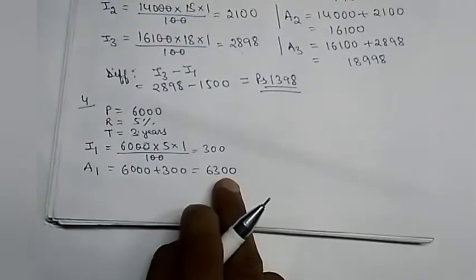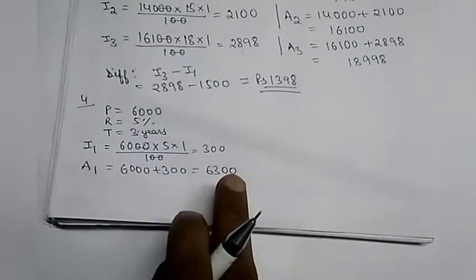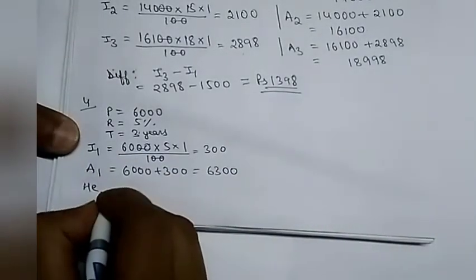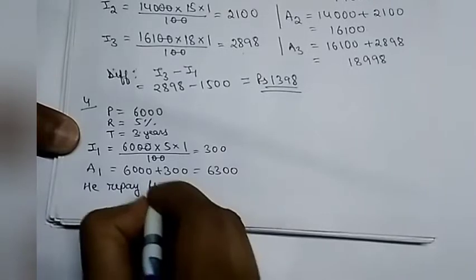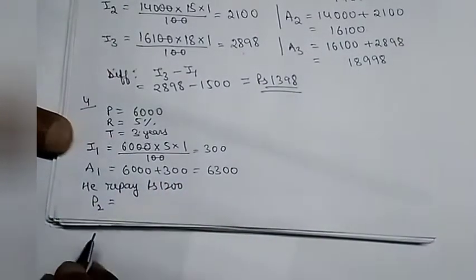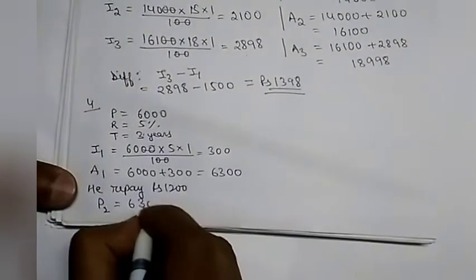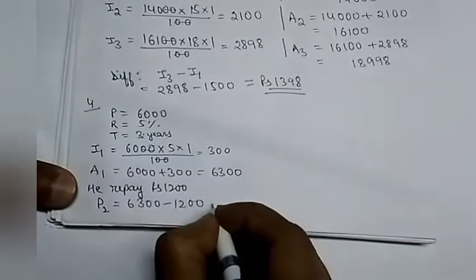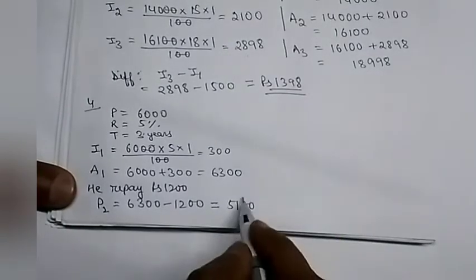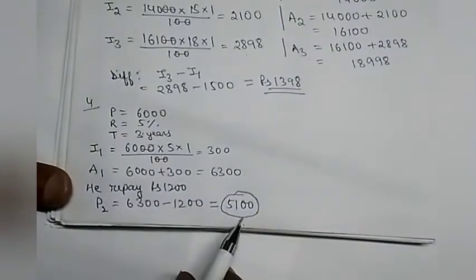In the question it is given that he is paying 1,200 each year. So he repays rupees 1,200. So the principal for the second year will be equal to 6300 minus 1200, that is equal to 5100. Now this will become the new principal for the second year.